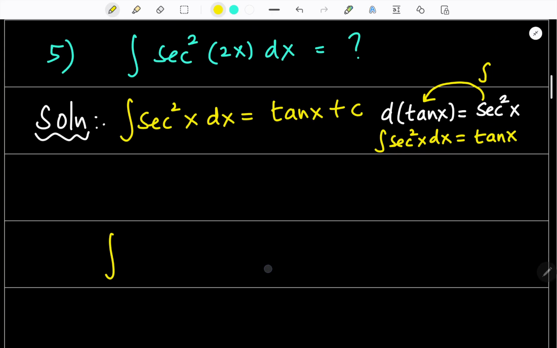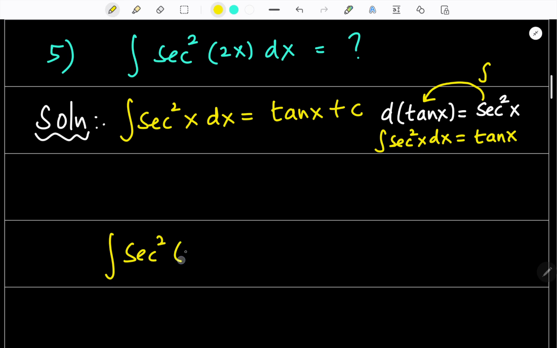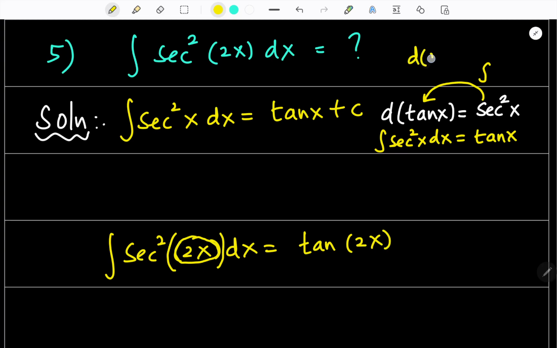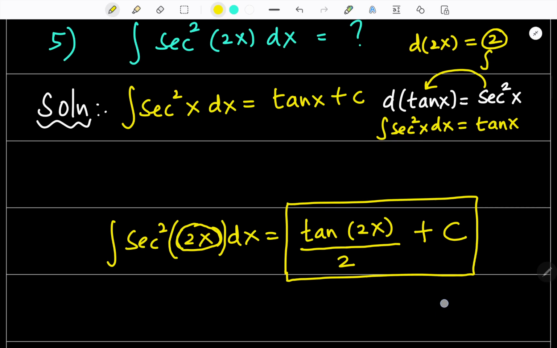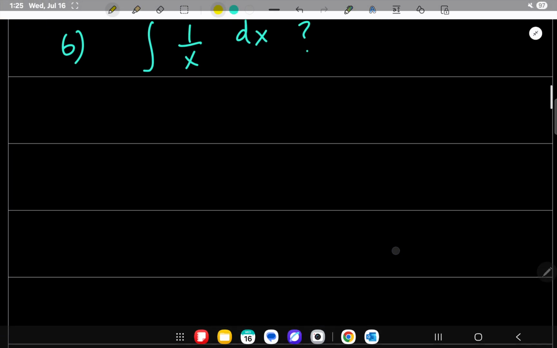But now we have integral secant square 2x dx. Same formula, but the angle is multiplied by 2, so it will be tan 2x. What is the derivative of 2x? The derivative of 2x is 2. You divide by this number 2, plus integrating constant c. So this is going to become your answer. Keep it in your mind, it's very easy.